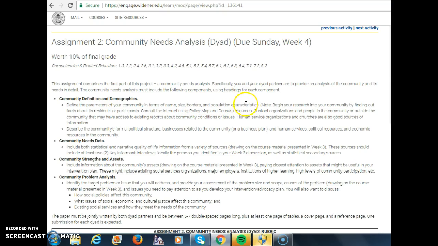And you also want to look at population characteristics, right? So things like gender, race, ethnicity, other demographic characteristics, much like you did in assignment 1 when you were looking at a specific community that you live in or are familiar with. And you can begin this research much in the same way that you did for assignment 1. You want to find out facts about the residents or the participants or the members of the group you're looking at. So you can certainly use the internet. You can use things like Policy Map and census resources, much like you did in assignment 1.